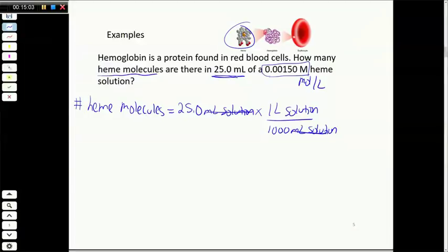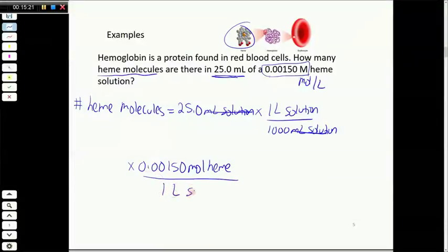All right, now we have liters of solution. We can use the molarity as a conversion factor to figure out how many moles of heme we have. Okay? So the molarity is 0.00150, and that's moles of heme for every 1 liter of solution.